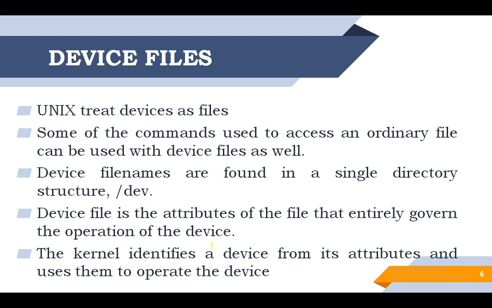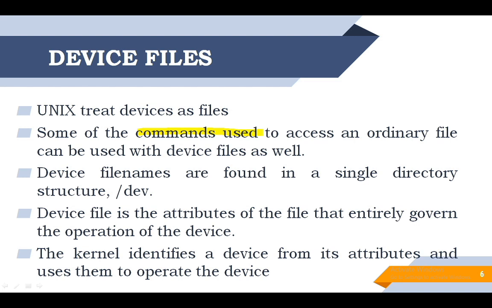The third type of file is the device file. As we have seen, Unix treats each device as a file. What is the reason that Unix treats each device as a file? The main advantage is that the commands used to access ordinary files can be used to access device files also. Because of that reason, Unix treats each device as a file.